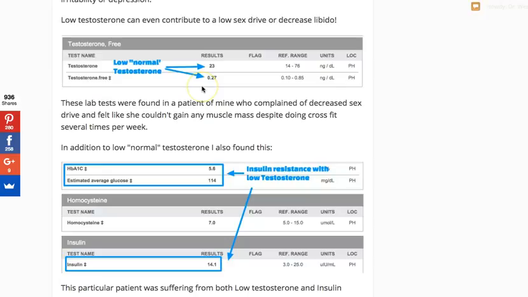And look at this patient's results. This is a female, and these are the female reference ranges. So you can look here, this person's result was 23, the range is 14 to 76. You can say, okay, well, she's in the bottom 10th or 15th percentile, something like that. And then look at her free testosterone here, 0.27, the range 0.1 to 0.85, again, really low.